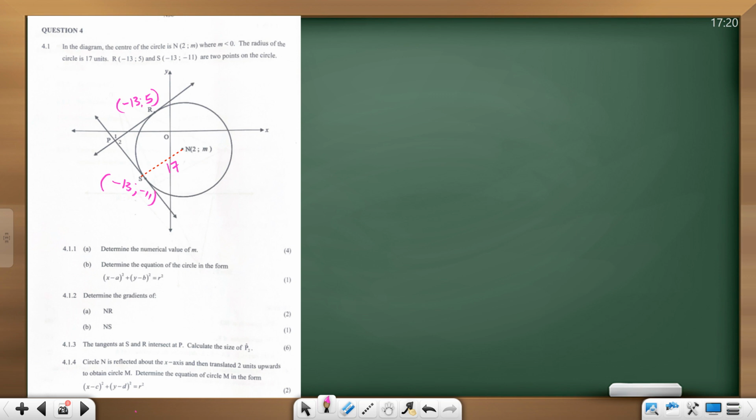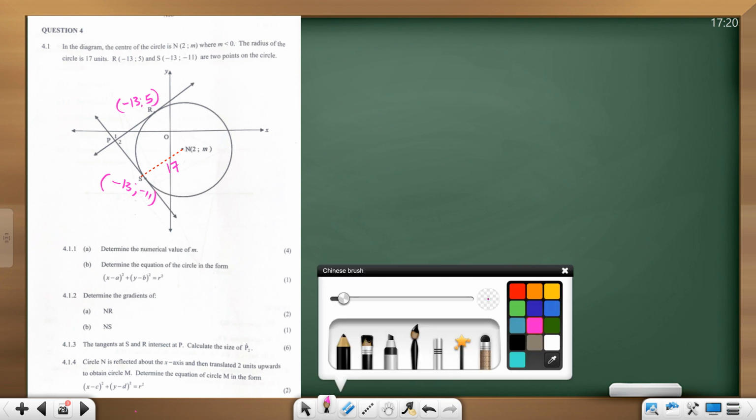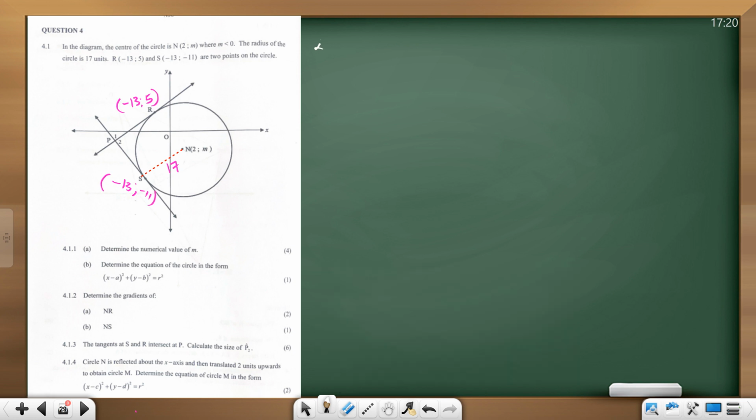Okay, but if you've got P1 already, that's a straight line, so just 180 minus. I hope you see now that it's quite easy. So what are we using? Can we use a distance formula for 4.1.1a? The distance formula will be D is the square root of x2 minus x1 squared plus y2 minus y1 squared.